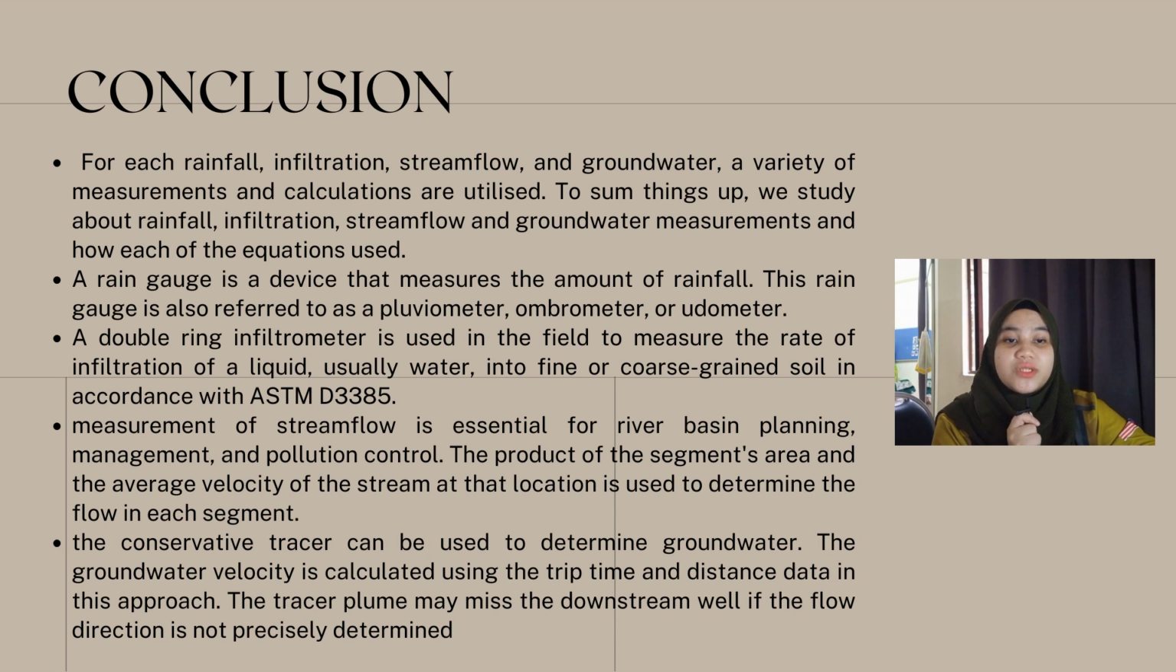Last but not least, a conservative tracer can be used to determine groundwater velocity. The groundwater velocity is calculated using the travel time and distance data. In this approach, the tracer plume may miss the downstream well if the flow direction is not precisely determined. Darcy's law can be used to calculate the velocity of groundwater. Darcy's law is an equation that uses three independent variables to characterize the flow of groundwater in aquifers: horizontal hydraulic conductivity, horizontal hydraulic gradient, and effective porosity.